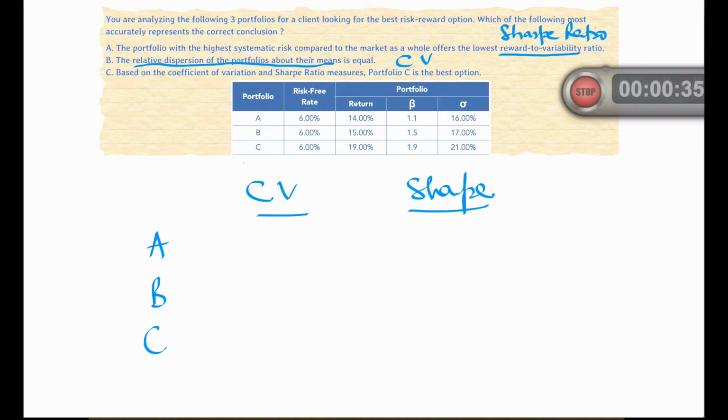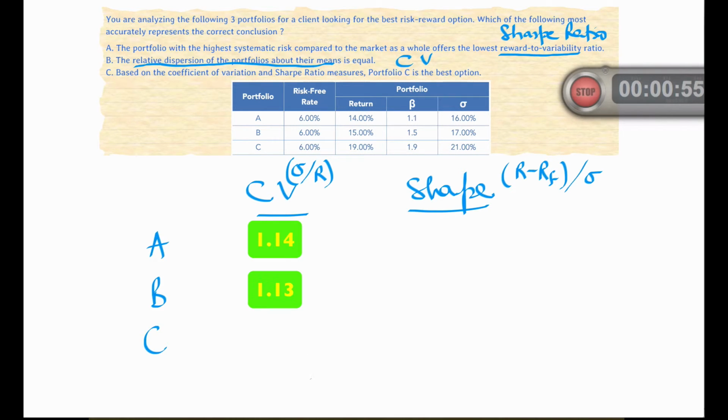The coefficient of variation, of course, has the variation in the numerator. So it's sigma over return. And the Sharpe ratio is the return minus the risk-free rate divided by the variation, or sigma. The lower the coefficient of variation, the less dispersion about the mean, and hence the lower the risk of the portfolio. For the Sharpe ratio, the higher the ratio, the better, because a higher ratio represents a greater reward compared to dispersion of returns or the risk of the portfolio.